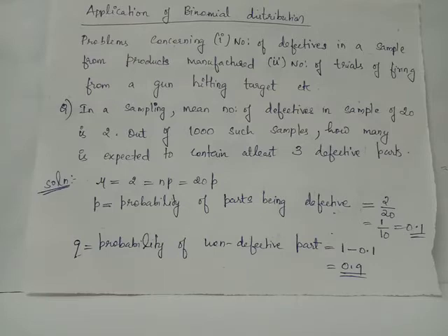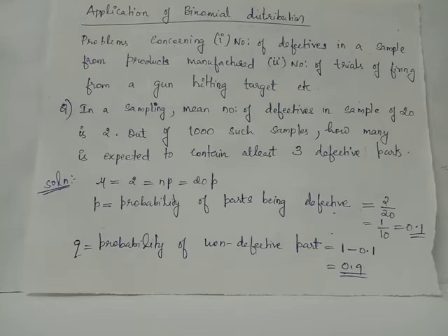Let's look at an example. In a sampling, mean number of defectives from out of a sample of 20 is 2. That is, mean equals 2. And number of samples n equals 20, which is a finite quantity. Therefore, we can make use of binomial distribution. If we choose p as the probability of getting defectives as the probability of success.